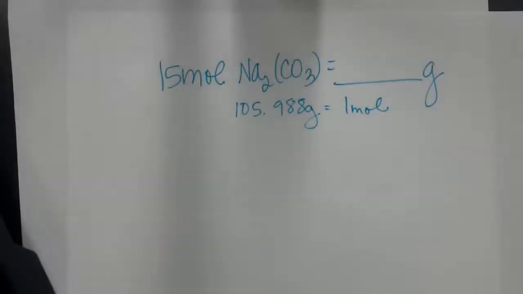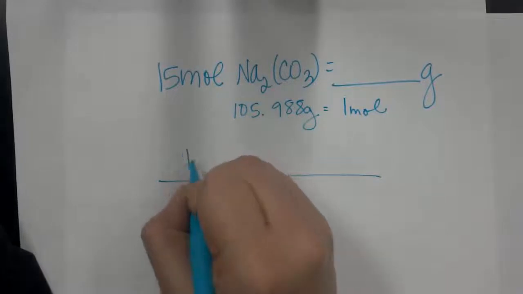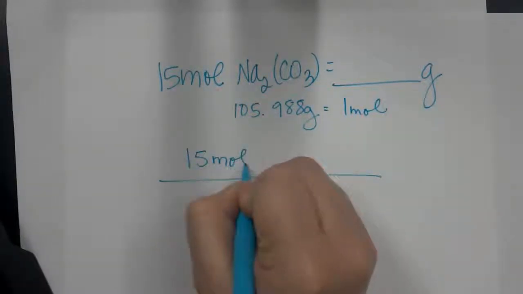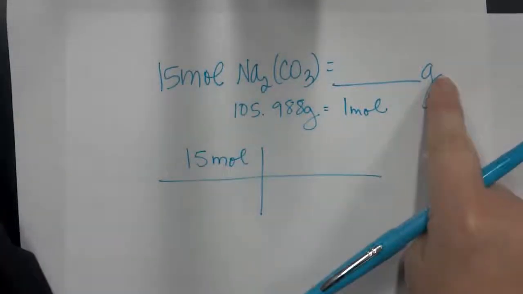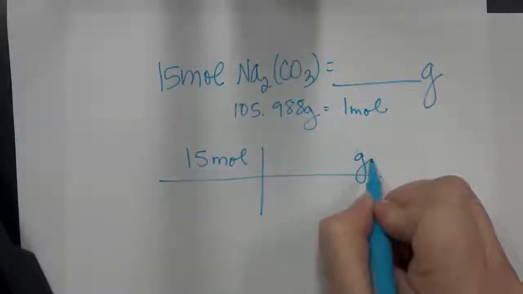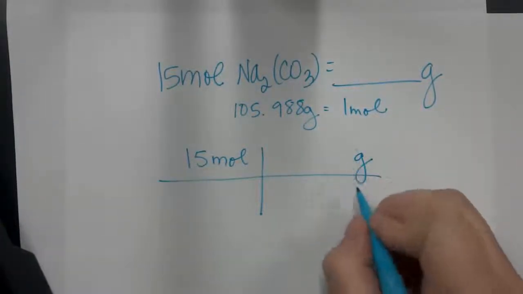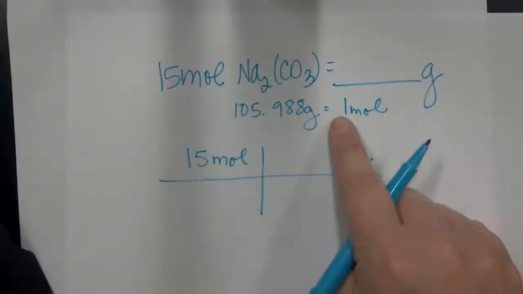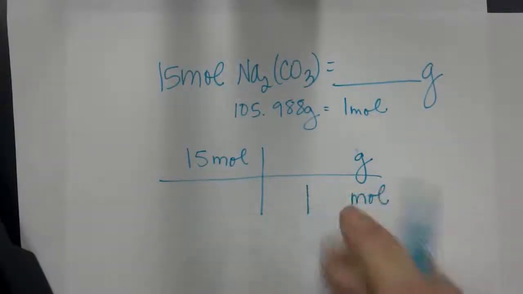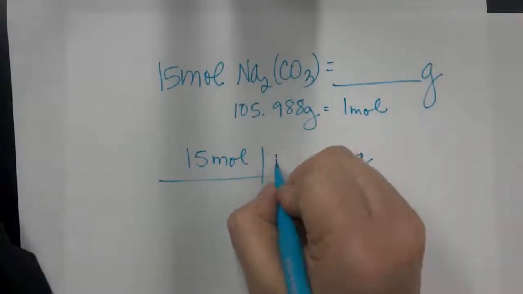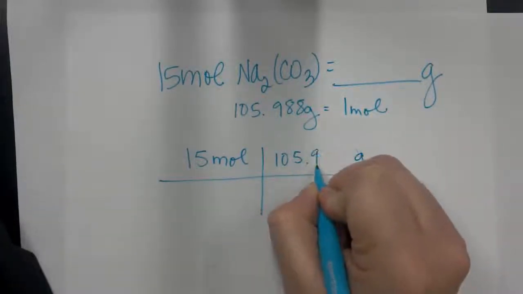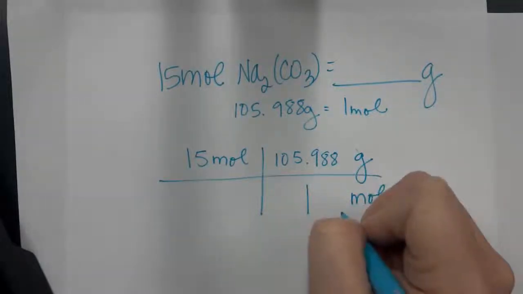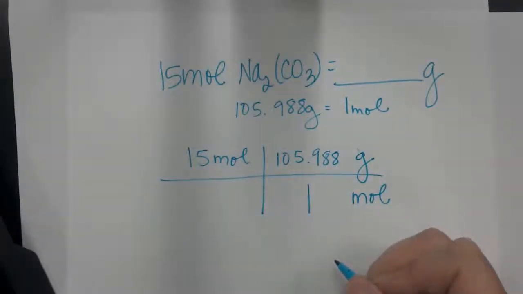But you really need to pay attention to where your units are, because we're going to start out, our known unit is 15 moles. So if we follow the same setup rules, that grams is our unknown unit, which means it goes here, and that mole slides down into the right. Now we go back up to our conversion, and that 1 goes in front of the mole, so it goes on the bottom, and then the grams is going to be 105.988.